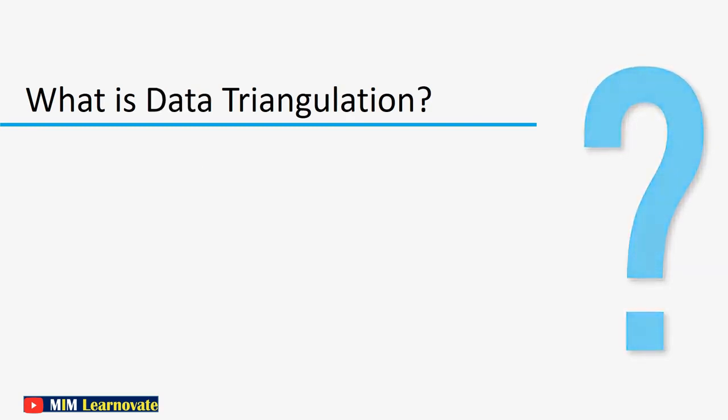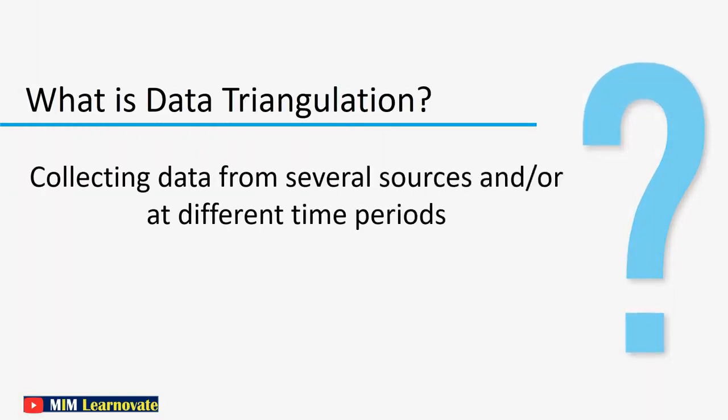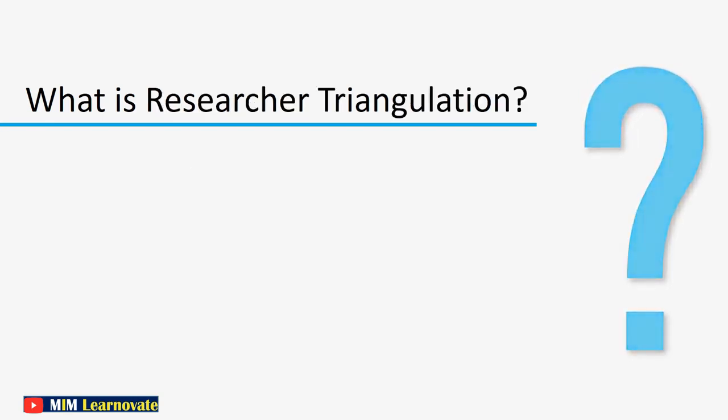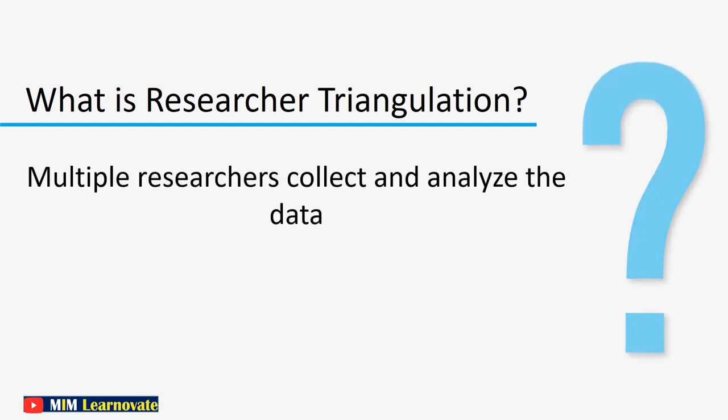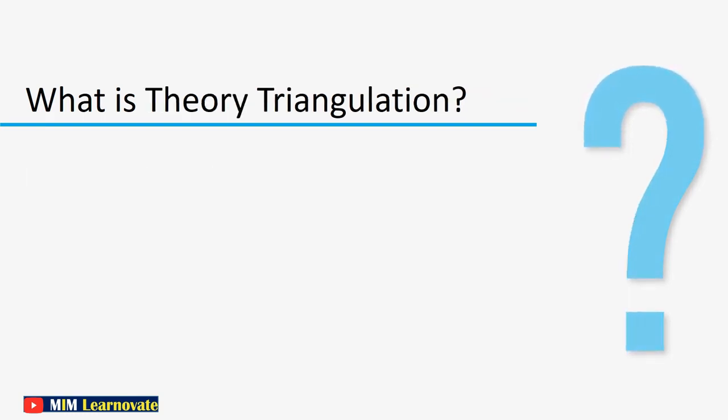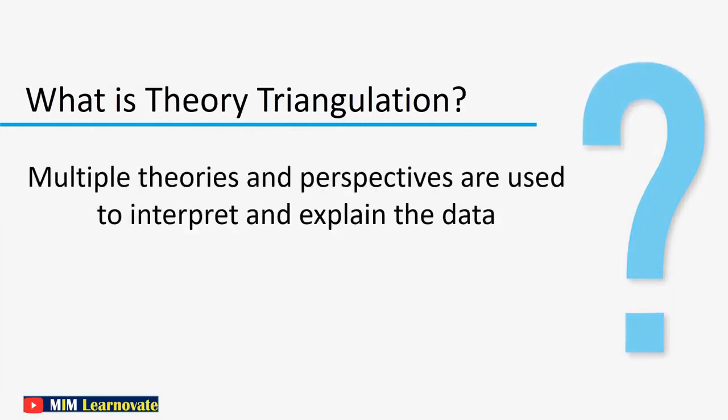What is data triangulation? Data triangulation is collecting data from several sources at different time periods. What is researcher triangulation? Researcher triangulation is that multiple researchers collect and analyze the data. What is theory triangulation? Theory triangulation is that multiple theories and perspectives are used to interpret and explain the data.